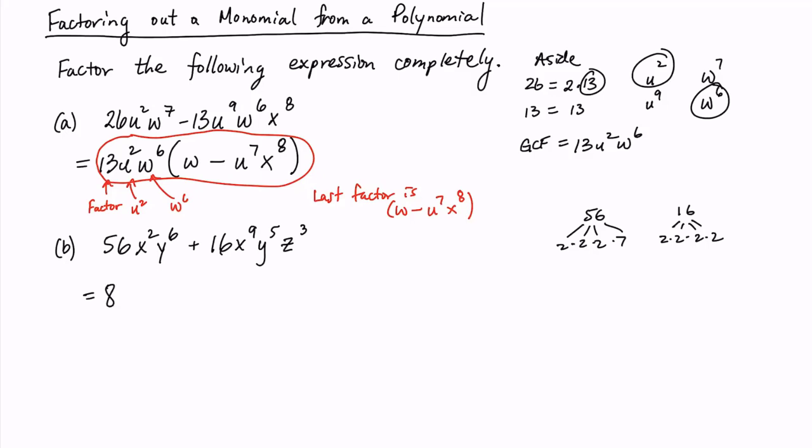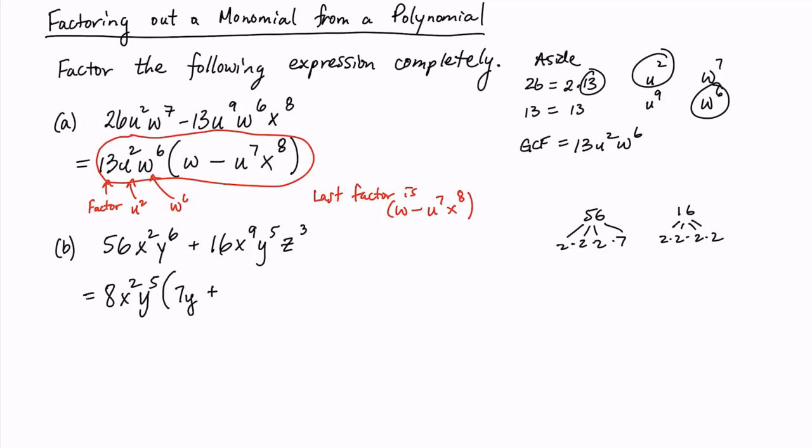How many x's do they have in common? They have x squared. How many y's do they have in common? They have y to the 5th in common. And then they do not have any z's in common. So now we're ready to use the distributive property. So we write parentheses, and once again, I'm going to check by multiplying. In other words, 8x squared times y to the 5th times blank has to get me 56x squared y to the 6th. So we're going to need a 7, and then we need a y. And that would do it.